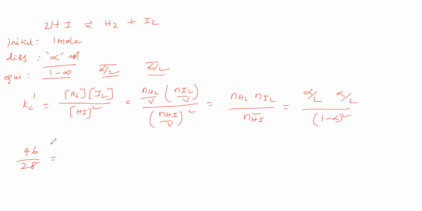So we know Kc for this, that Kc is equal to alpha by 2 by 1 minus alpha square. This we will simplify. On simplification we will get alpha, that is called the degree of dissociation. That degree of dissociation is 0.719. So this is the degree of dissociation of hydrogen iodide we can say.